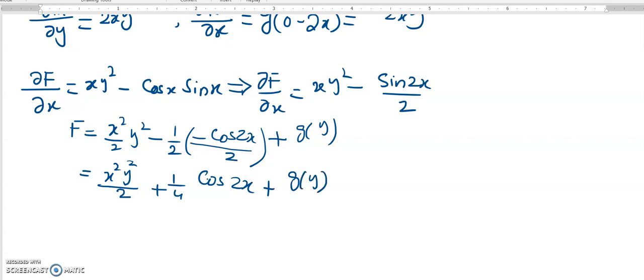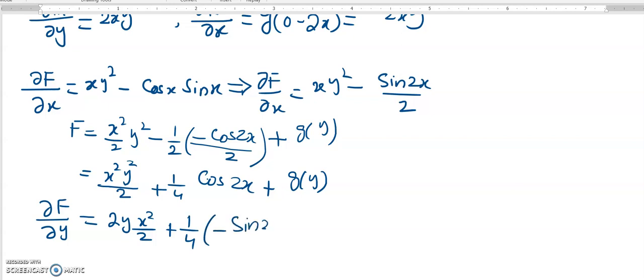So to find the function of y, we will take the next step. We will take a derivative of f with respect to y. So it will be 2y x square by 2, and then it will be 1 by 4, minus sine 2x times 2. For cosine it will be minus sine 2x times 2. Then derivative of g is g prime of y.